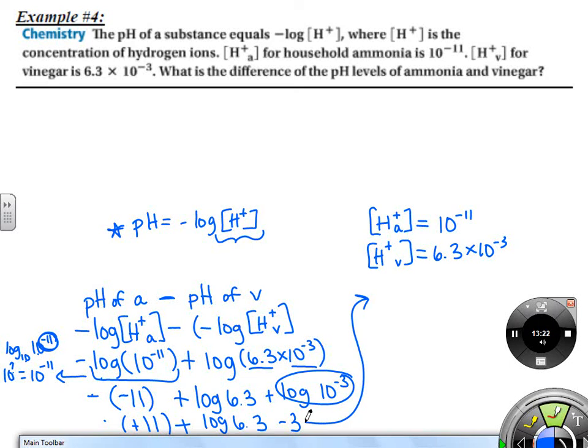So my 11 and my minus 3 can be combined together. So if I wasn't allowed to use a calculator, the farthest I could get is that the answer is 8 plus log of 6.3. But if I am able to use a calculator, I can go ahead and type in the log of 6.3 and get that that is 0.7993. So if I add 8 to that, I get 8.7993. So we just had to use their formulas, but we had to have some log knowledge to get through the calculation, especially if we weren't going to use a calculator.